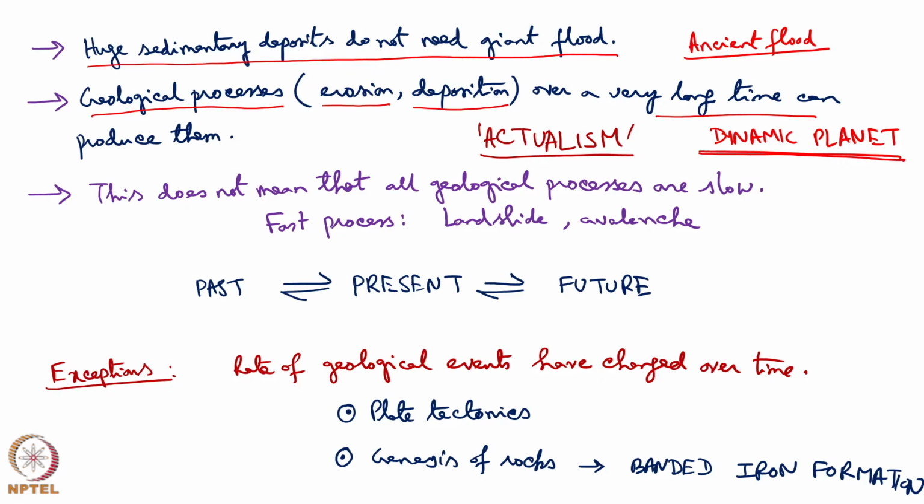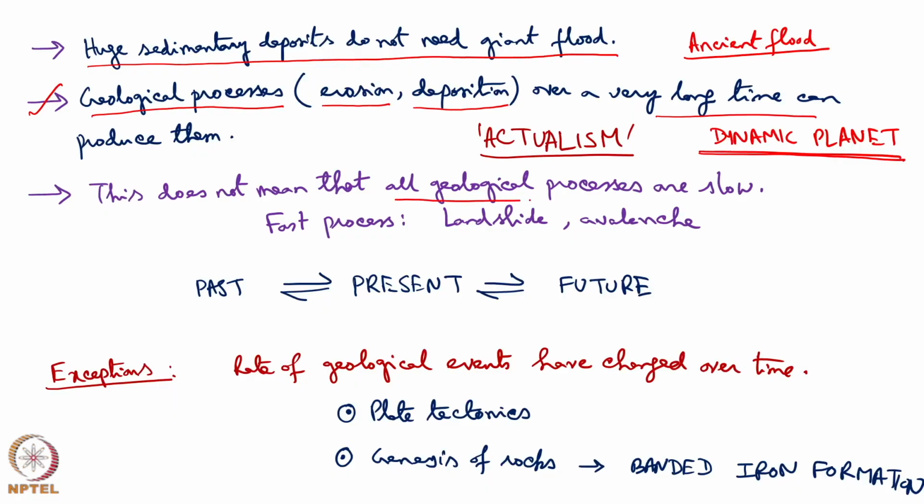These concepts are intrinsic when we say that geological processes have been acting for a very long time, and that has cumulatively produced giant sediment deposition. Now, once this statement is made, it does not mean that all geological processes are slow. From our common experience we can say landslides or avalanches happen much faster. Maybe 1 meter of displacement of loose material of earth can happen within 20 seconds. So, it is a much faster process.